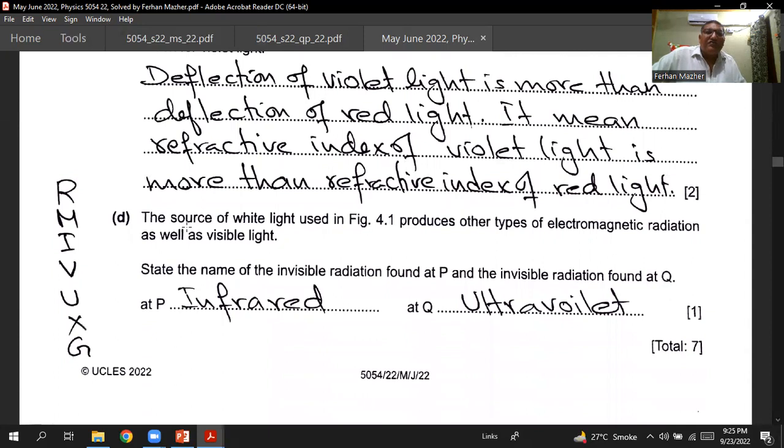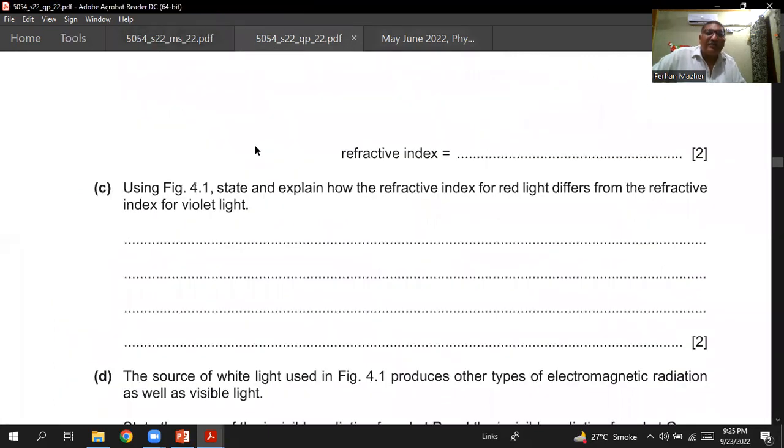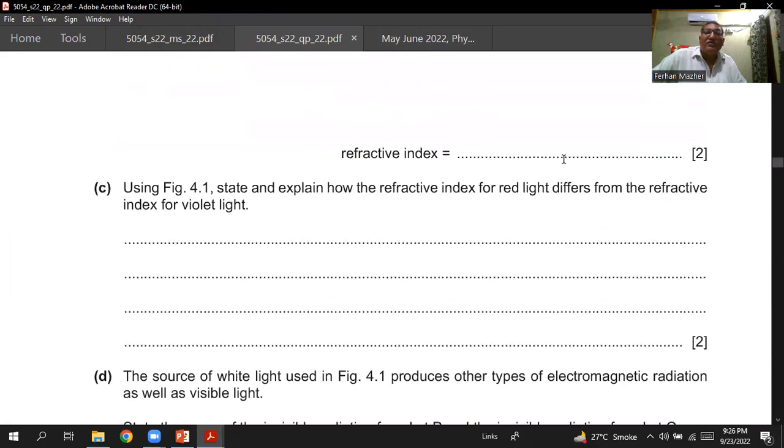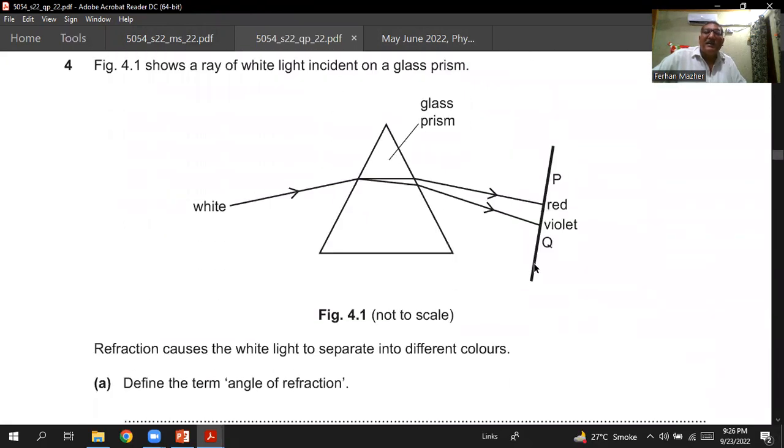Okay, so we are going to the next part, and he says: the source of the white light used in Figure 4.1 produces other types of electromagnetic radiation as well as visible light. State the name of the visible radiation found at P and the visible radiation found at Q. So we are talking about this P and Q.